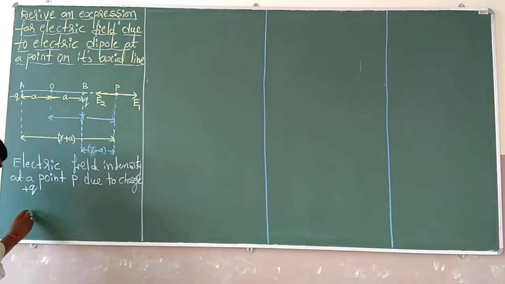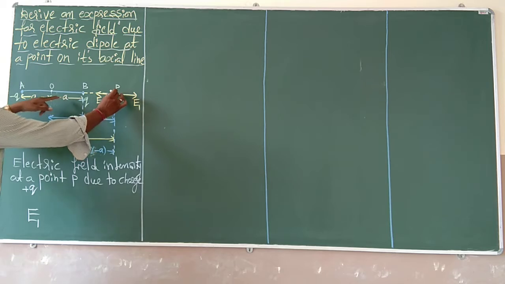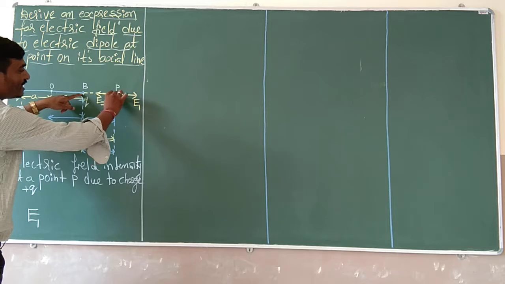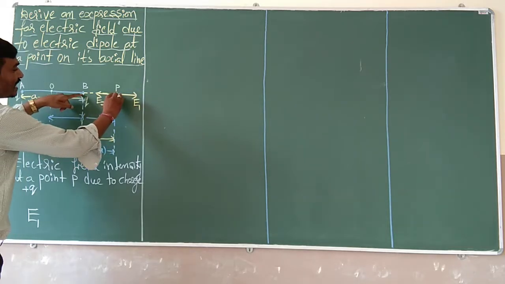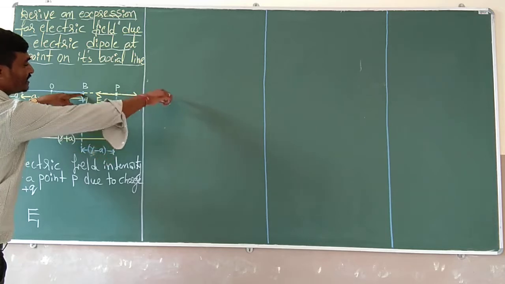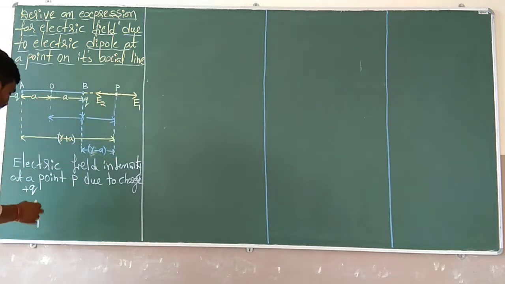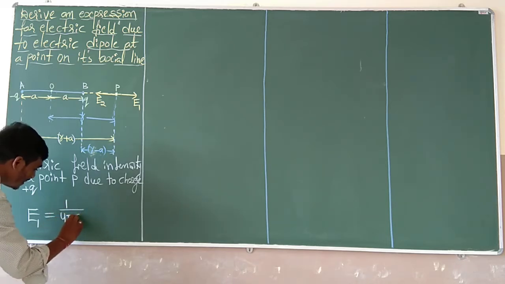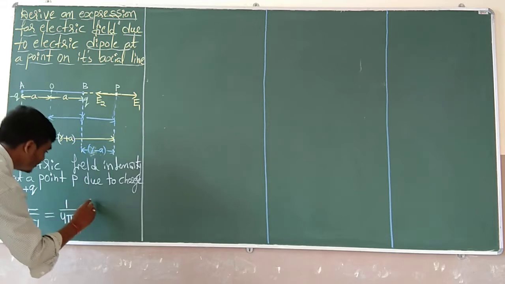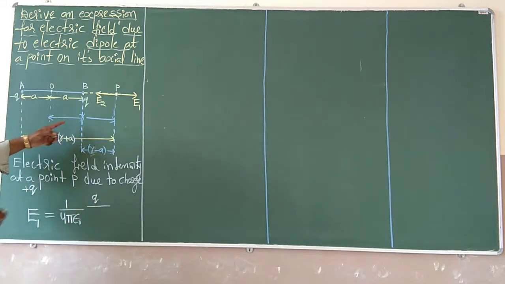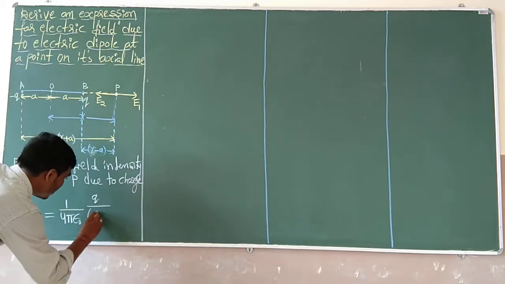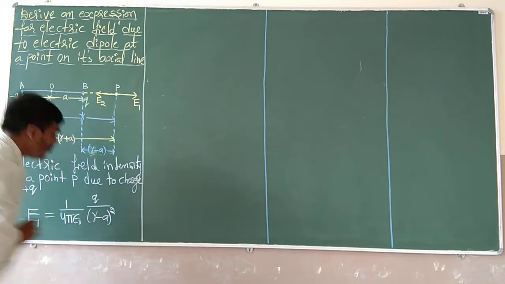due to charge plus q, the electric field you have to write is E1, electric field due to the plus charge. For a positive charge, electric field lines move radially outward. Therefore, its direction is like this. E1 direction is like this from the positive charge. As electric field we can write, this is 1 divided by 4 pi epsilon naught, charge plus q divided by the distance from plus q to the point P, that is r minus a, whole square.